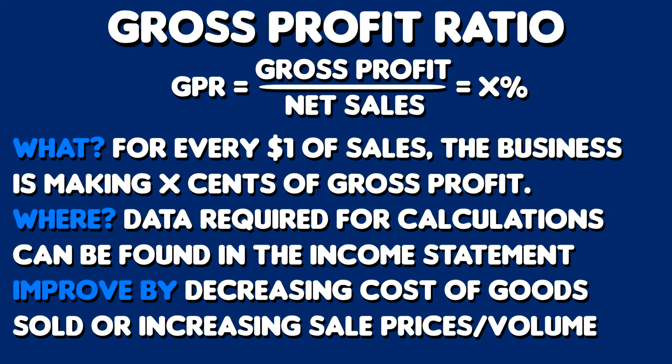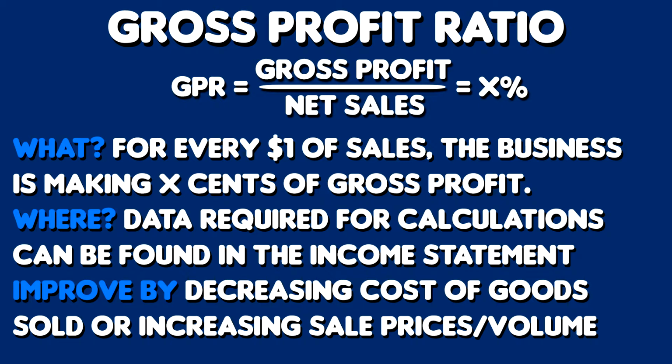The first ratio that we're looking at is the gross profit ratio. This is a profitability ratio that tells us how well the business is doing, turning its sales into gross profit. The gross profit figure as well as the net sales figure are both found in the income statement. This ratio tells us that for every $1 of sales, the business is making how many cents into gross profit.